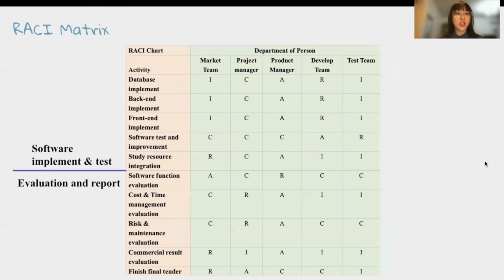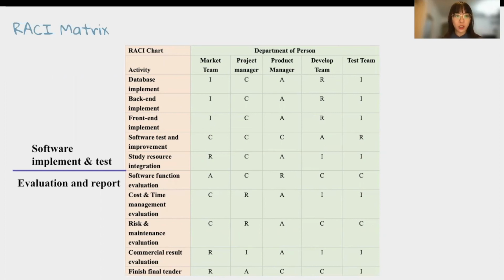The third stage is the software implementation and the test. The development team is responsible for database, back-end, and front-end implementation. Testing is responsible for test and improvement. Marketing is responsible for study and resource integration.